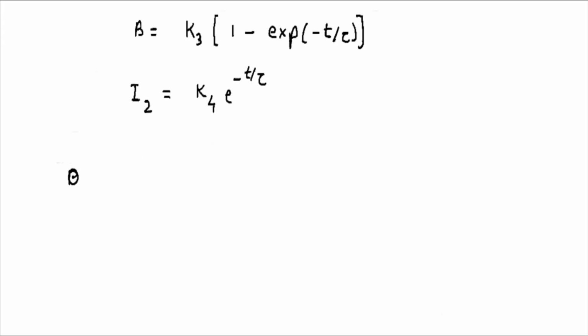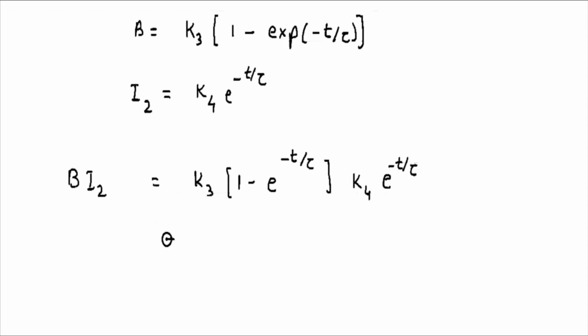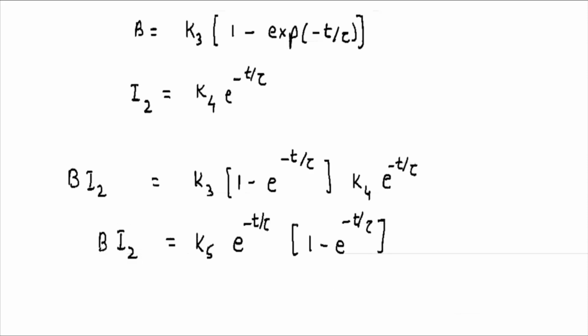So if we take the product of b and I2, we know the b value is k3 times 1 minus e to the power minus t over tau, and I2 is k4 times e to the power minus t over tau. These values are constants, so we can term the product constant k5. Then it would be k5 times e to the power minus t by tau times 1 minus e to the power minus t over tau. This is the final function, b times I2, which we need to check.